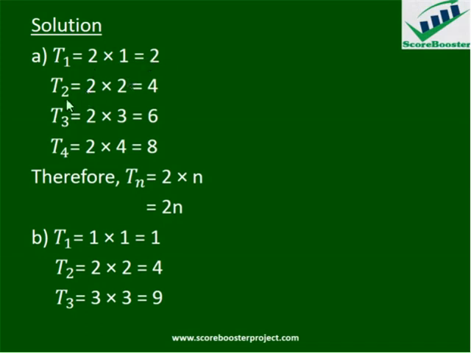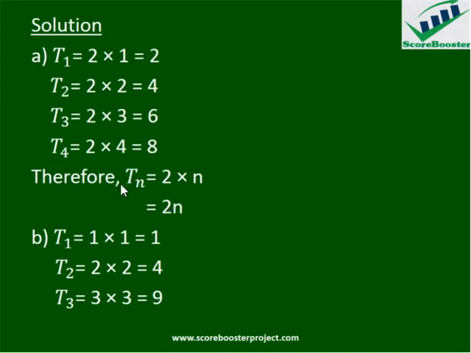The second term is obtained by multiplying 2 by the number of the term you are in, 2 multiplied by 2 to get 4. The third term, 2 multiplied by the number of the term you are in, 3, to get 6. The fourth term, 2 multiplied by 4 to get 8. So the nth term, Tn, is 2 multiplied by the term you are in, n, to get 2n.